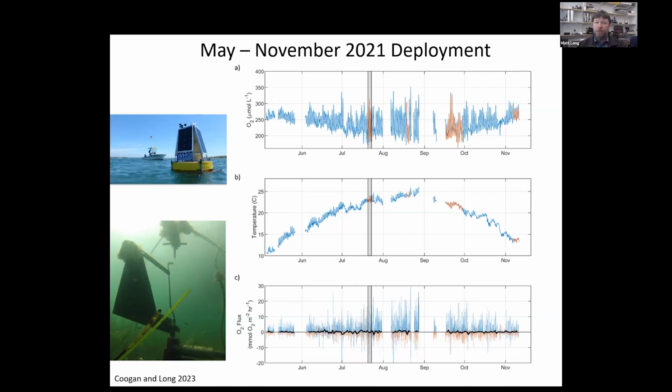You can see the temperature in the middle panel. We can also do temperature fluxes directly with this eddy covariance system. And then in the bottom panels, we have the oxygen flux, and the blue bars are the daytime measurements, the red bars are the nighttime respiration measurements, and the black line is our net ecosystem metabolism that we can integrate over this entire time series.